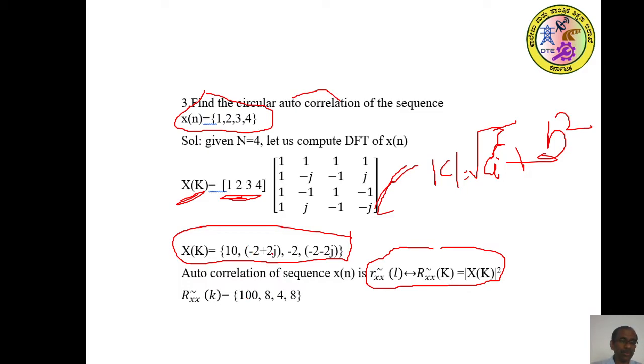Minus 2 plus 2j. So root of minus 2 square plus 2 square, under root, whole square. So 8 will come into the picture. Try this: square root of minus 2 whole square, under whole square. So 4 will come out. So totally the magnitude square will be 100, 8, 4, 8, which is in the frequency domain.